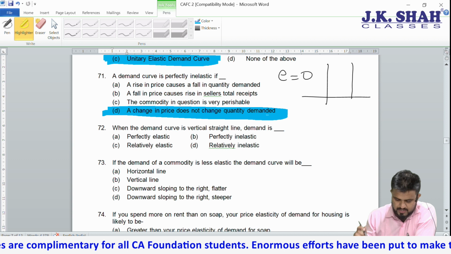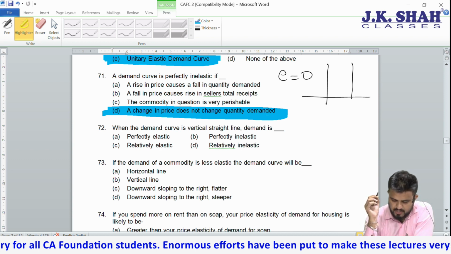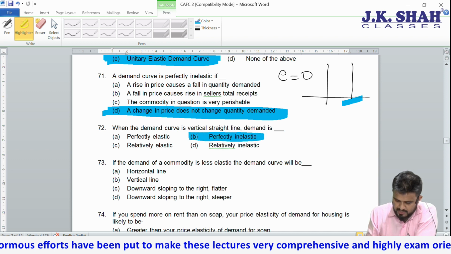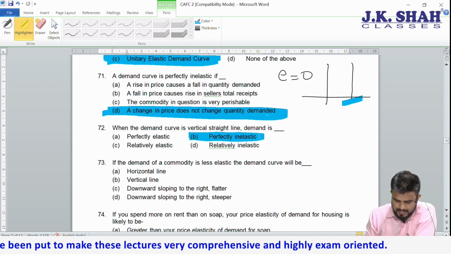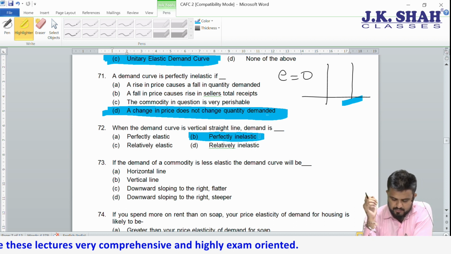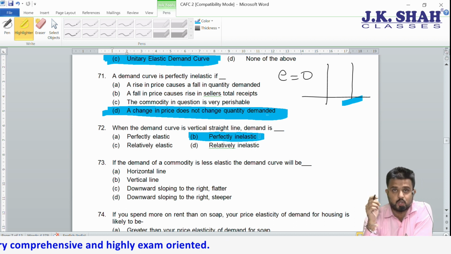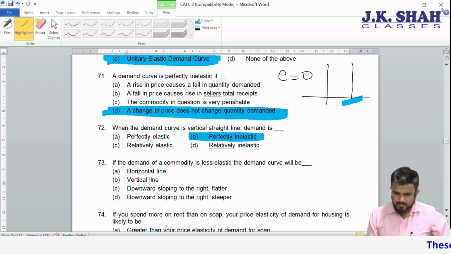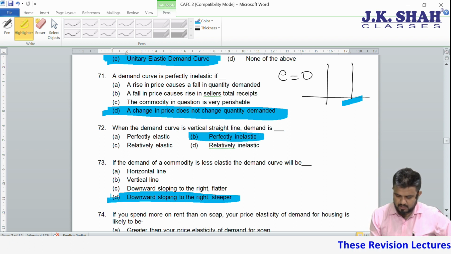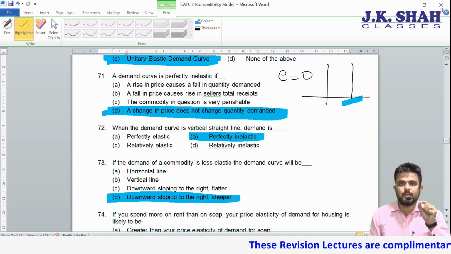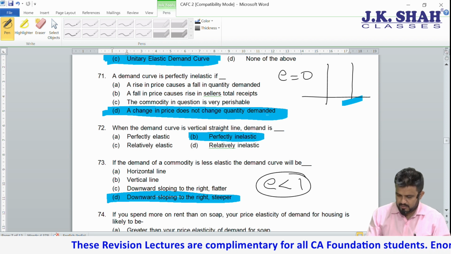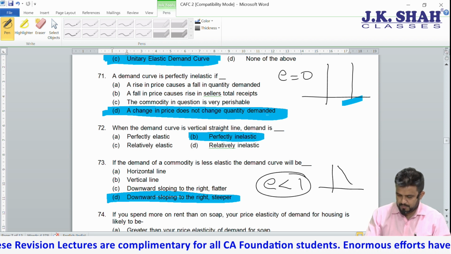Moving to the next, that is 72. When demand curve is a vertical straight line, answer is given here. It is perfectly inelastic. Very simple. Next, 73. If the demand of a commodity is less elastic, students, less elastic means inelastic. The demand curve will be dash. So it will be downward sloping to the right, steeper. So they are talking about E less than 1. Which slope? Steeper slope.